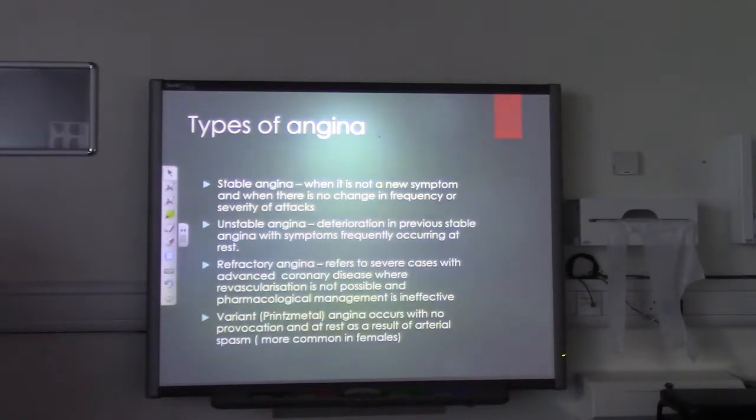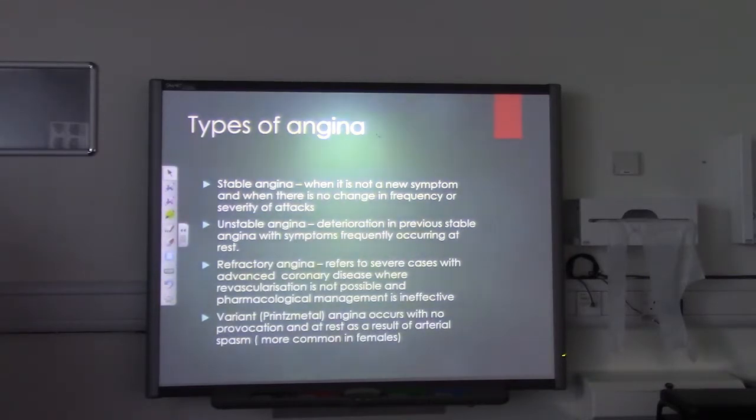On the contrary, we have unstable angina. This is a sort of deterioration in previous stable angina, with symptoms now recurring at rest. This should be treated as an emergency when patients start to experience chest pain at rest, and these patients certainly have an increased risk of myocardial infarction or cardiac arrest.